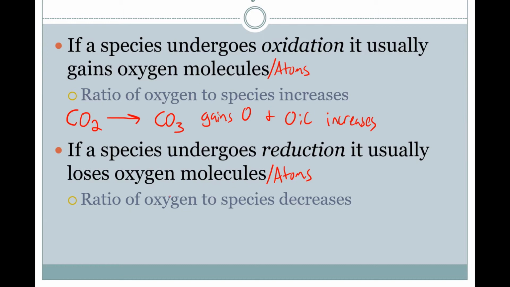Now, a reduction would basically be the exact opposite. So let's take something like a sulfate ion turning into a sulfite ion, like this. This loses an oxygen, and the oxygen to sulfur ratio decreases. Okay. So those are some examples.